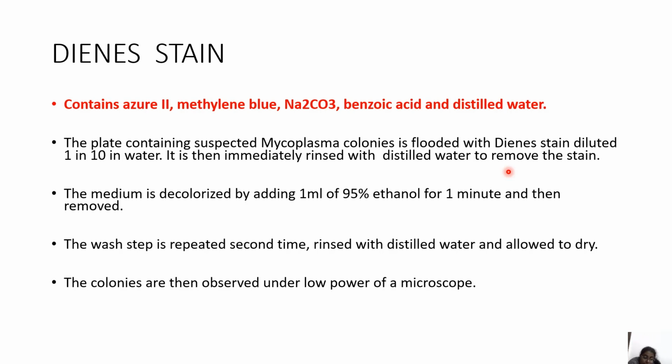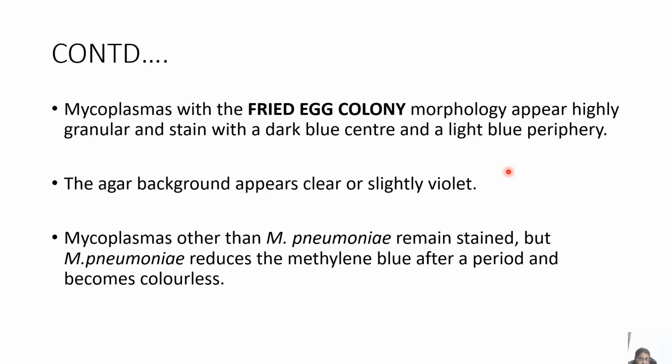The medium is decolorized by adding 1 ml of 95% ethanol for 1 minute and then removed. The washing step is repeated a second time, rinsed with distilled water and allowed to dry. The colonies are then observed under low power of a microscope. Mycoplasmas with fried egg colony appearance are highly granular and stained with a dark blue center and a light blue periphery, while the agar background appears clear or slightly violet.